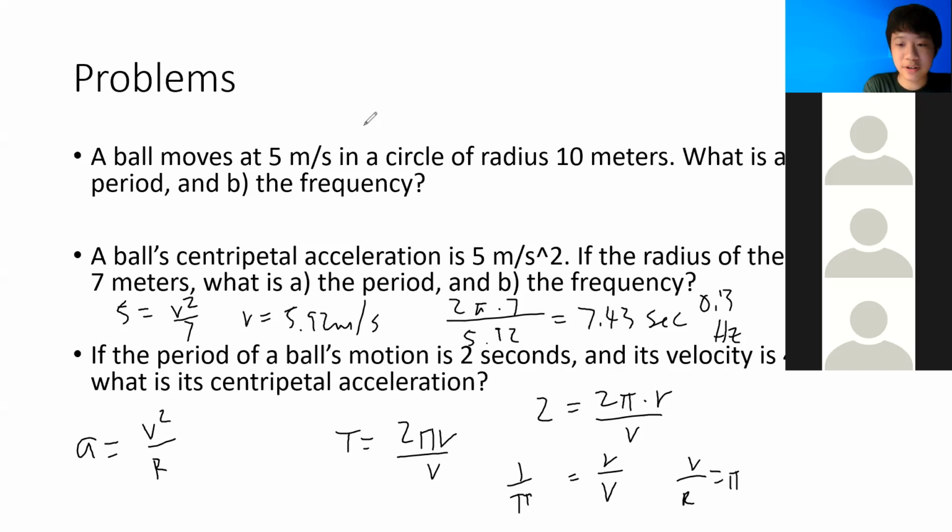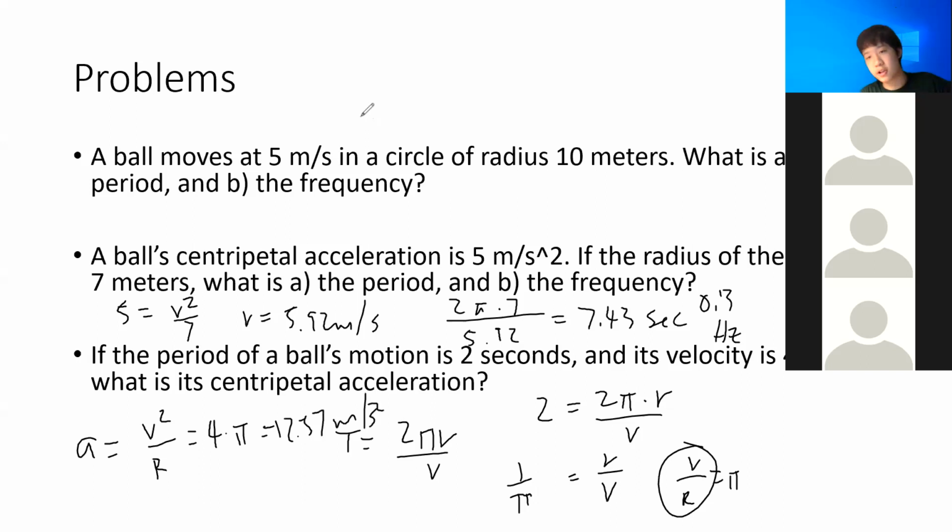And now to get from v over r to v squared over r, all we have to do is multiply this by v. So this is just 4 times pi. So 4 pi is equal to 12.57. Okay, are there any questions? So another approach to this problem is actually solving for r and then doing that. But if you look for these tricks to manipulate the equations, then it gives you a rather quicker solution.